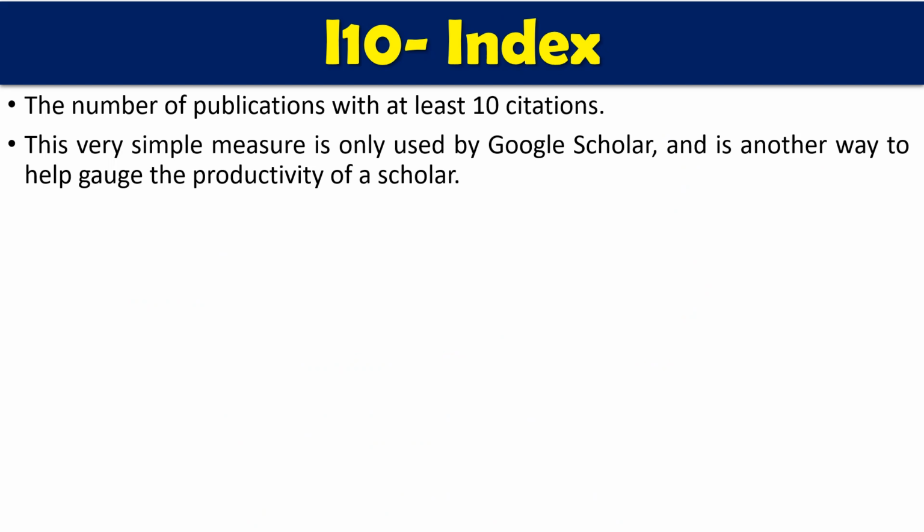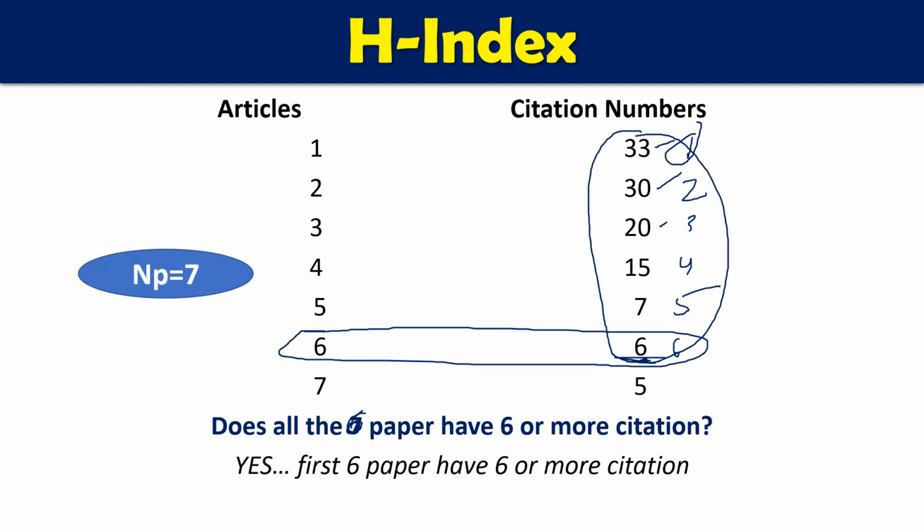I will tell you, the second index is called the I10 index. I10 index is the number of publications with at least 10 citations. Means, in this case, the I10 index is the number of papers which have minimum 10 citations. So this has 10 or more citations, this 10 or more, this 10 or more, and this 10 or more. So a minimum of 4 papers have 10 or more citations. So I10 for this author is 4. And this I10 index is not used by Web of Science, it is not used by Scopus, it is only used by Google Scholar.